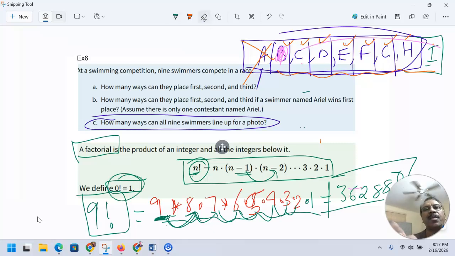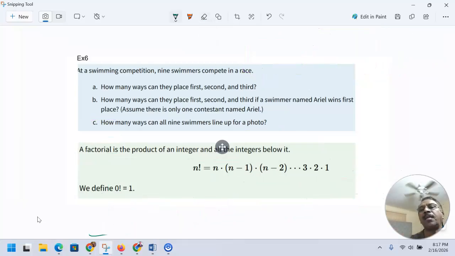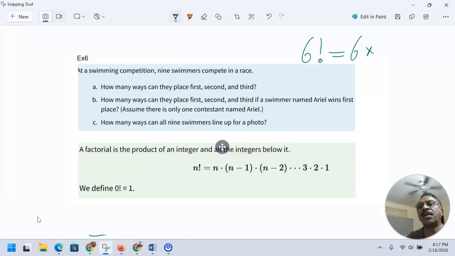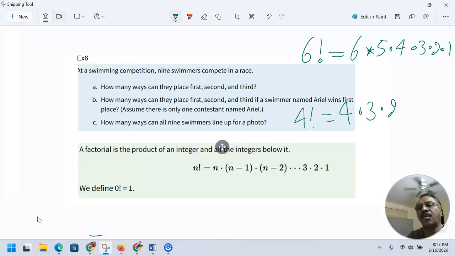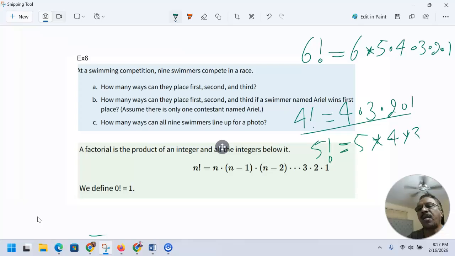Let me show what I'm talking about. Let's imagine there is a 6 factorial. So what is 6 factorial? Basically it means 6 times 5 times 4 times 3 times 2 times 1. That's all it means. What is the meaning of 4 factorial? It means 4 times 3 times 2 times 1. So you already understood what I'm talking about. If it is 5 factorial, it is 5 times 4 times 3 times 2 times 1.